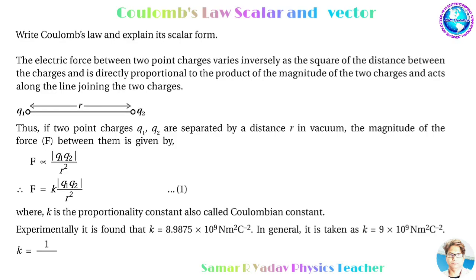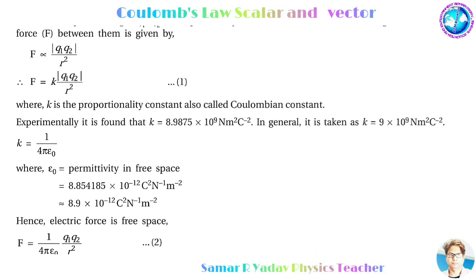two point charges q1 and q2 are separated by a distance r in vacuum, the magnitude of the force F between them is given by F proportional to magnitude q1 q2 upon r square. Therefore, F is equal to K magnitude q1 q2 upon r square, equation number 1, where K is the proportionality constant, also known as the Coulombian constant. Experimentally, it is found that K is equal to 8.9875 into 10 to the power 9 Newton meter square upon Coulomb square. In general, it is taken as K is equal to 9 into 10 to the power 9 Newton meter square upon Coulomb square.